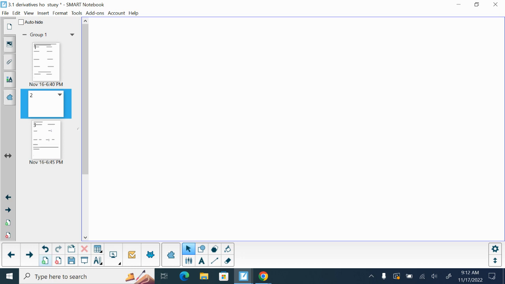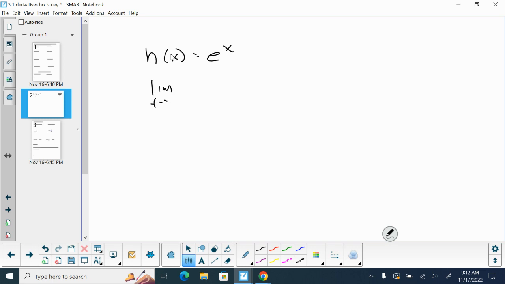Problem number three, we have h of x is equal to e to the x. And we want to find the general derivative to this in number three. Well, if we try to utilize the limit as t is approaching x of f of t minus f of x over t minus x, that doesn't get us anywhere. We run into problems.